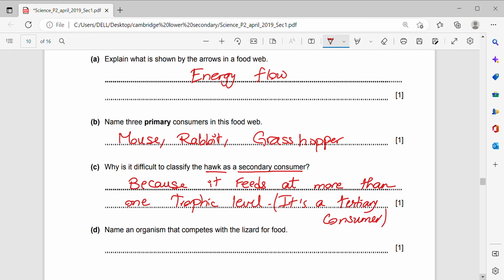Name an organism that competes with the lizard for food. Which organism competes with the lizard for food? Here it is the hawk.